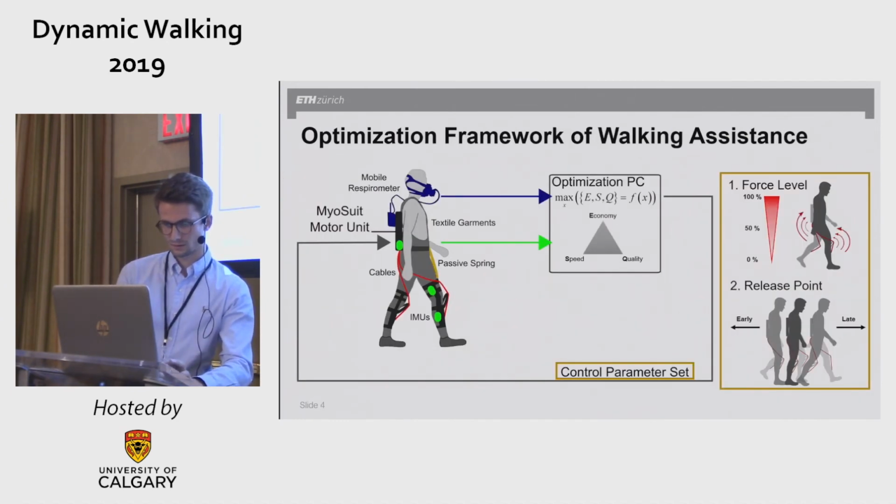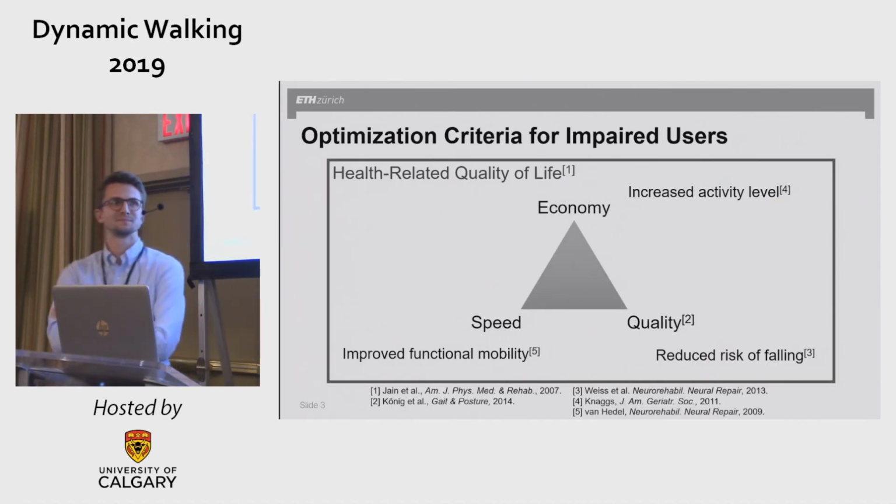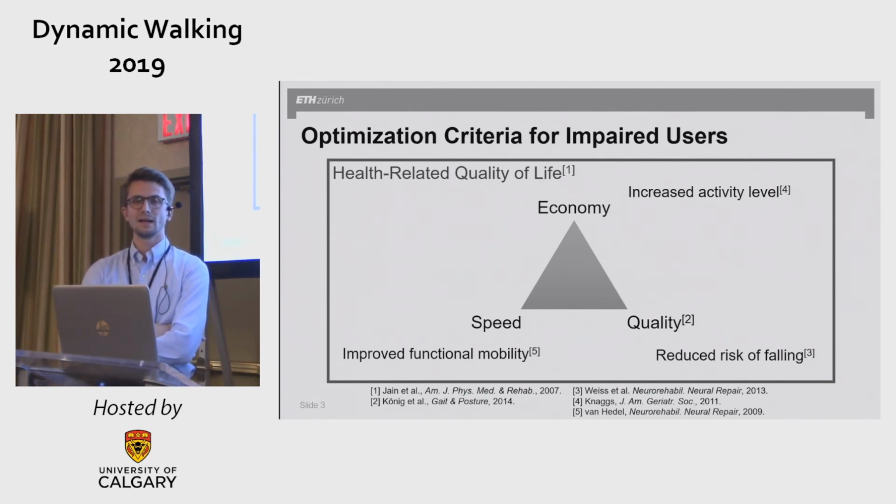Yeah. So it seems like economy and speed are easy to quantify, but how do you propose quantifying quality? So that is still something we're investigating, but right now I would look into metrics that are indicative of the risk of falling. And that would be variability of parameters such as step width, step length, or stance phase relative to overall stride duration.